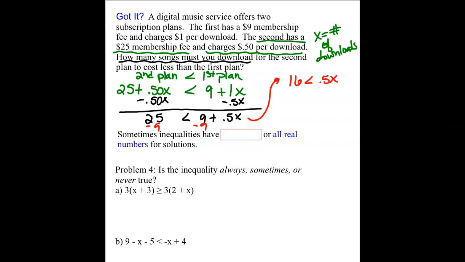And we can divide out the 1/2, the 0.5. So 16 divided by 1/2 would be 32. So in this case, we are going to have x as being more than 32. So we need more than 25 downloads for that to work out, where the second plan is less than the first plan.